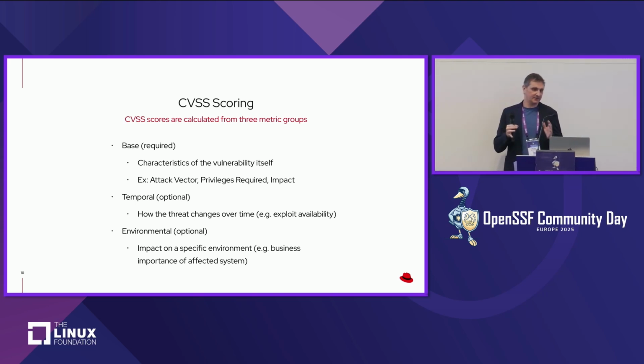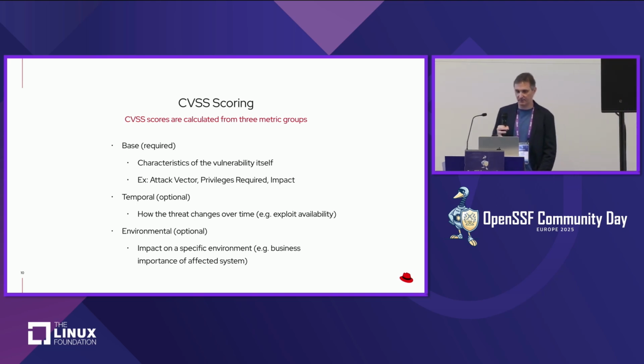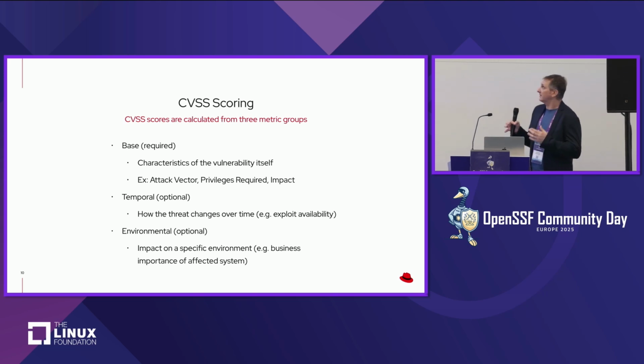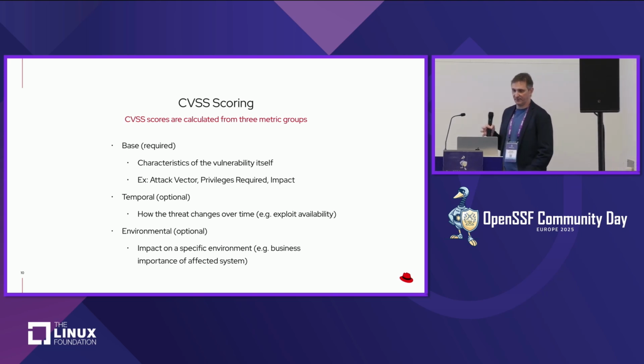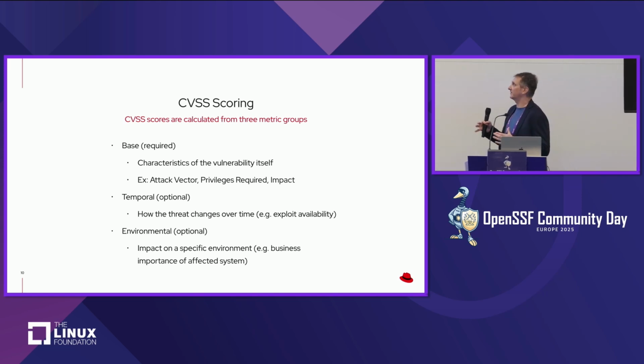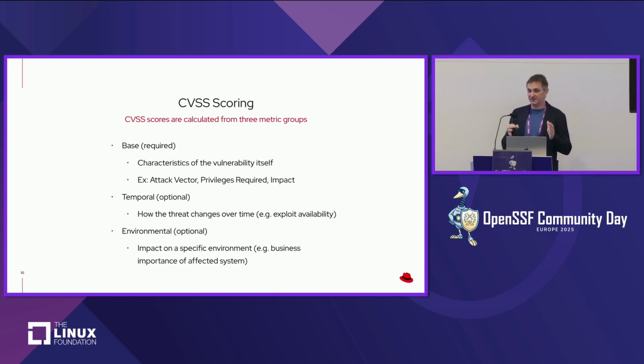People defined a couple of things. So first thing is the base scoring that we'll be talking most about. The base scoring is the basic fundamental characteristics of vulnerability. But this base score can be affected by different things, basically temporal and environmental.